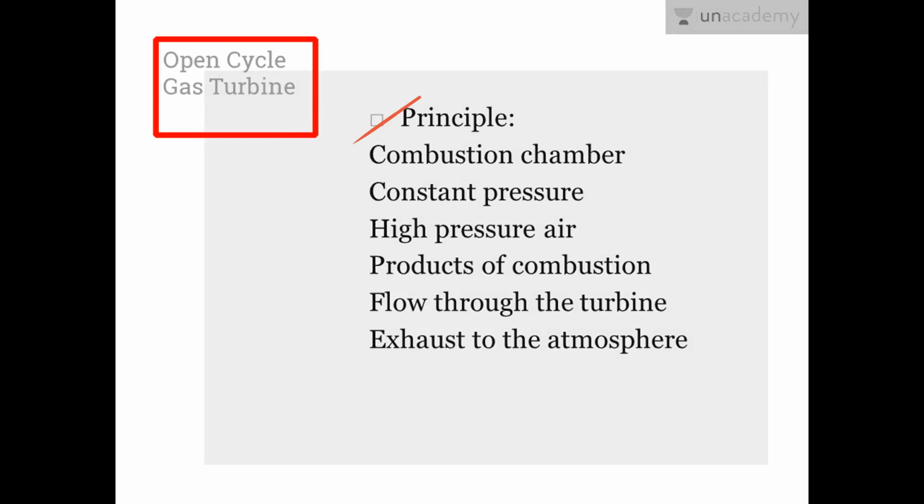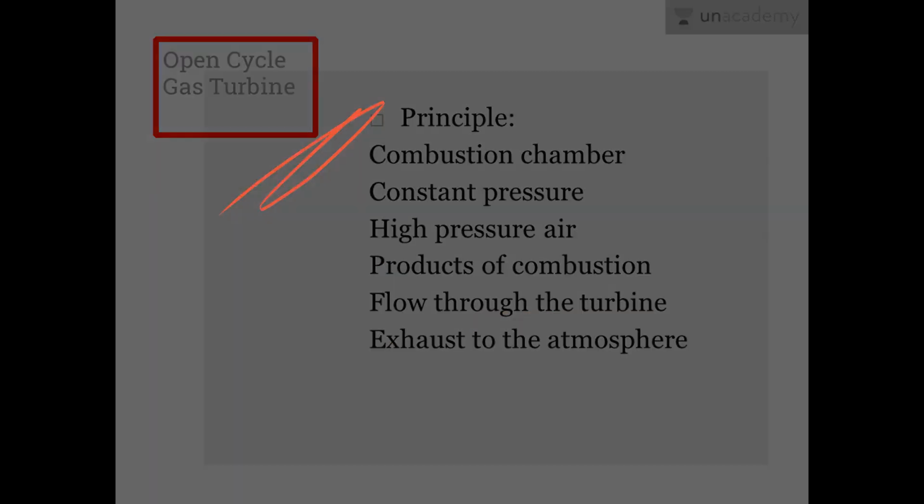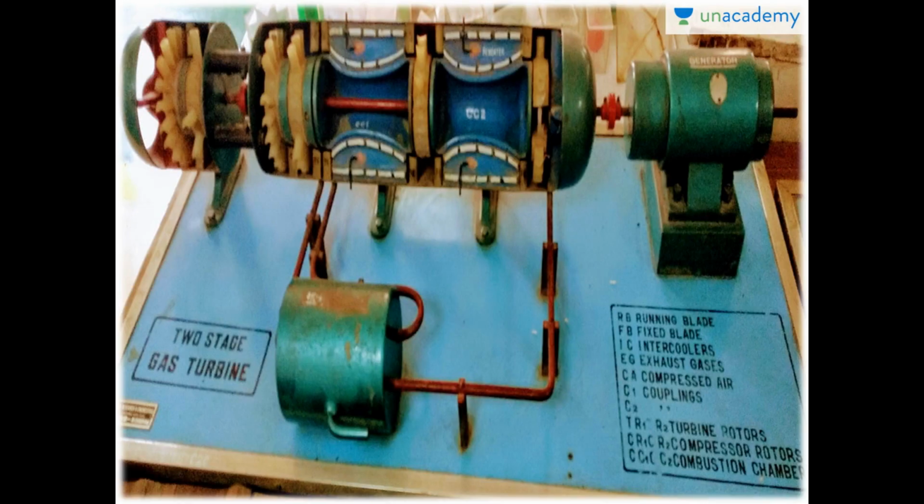Going on to the principle of the open cycle gas turbine, the fuel is burnt in the combustion chamber at constant pressure with the help of high pressure air. The products of combustion at high pressure and high temperature are made to flow through the turbine to get the work done. Later, those burnt fuel or the products get exhausted to the atmosphere. So this is the principle of the open cycle gas turbine.